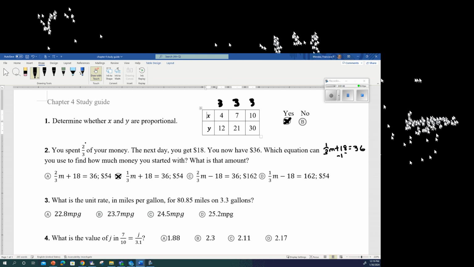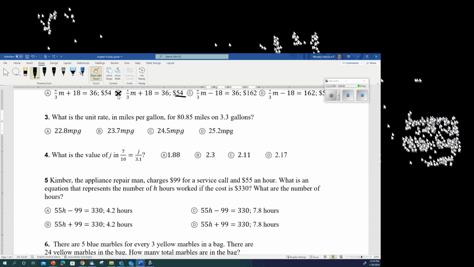I subtract 18 from both sides because I have to combine my like terms. Since my like term is on the opposite side of the equal sign, I do the opposite of what I see. Opposite of plus 18 is minus 18. This should give me 1/3 M equals 18 because 36 minus 18 is 18. Then I have to do the opposite of multiplying 1 over 3, and that's multiplying 3 over 1. And whatever I multiply to one side, I do to the other. 18 multiplied by 3 is going to give me 54. So that tells me that B was correct.